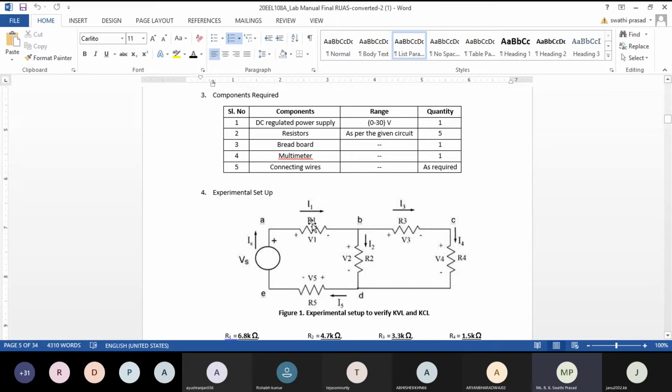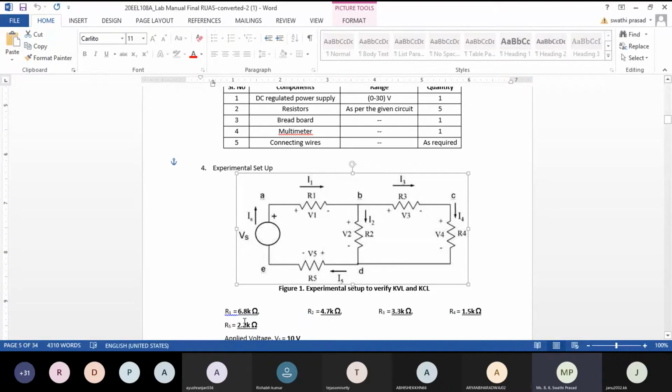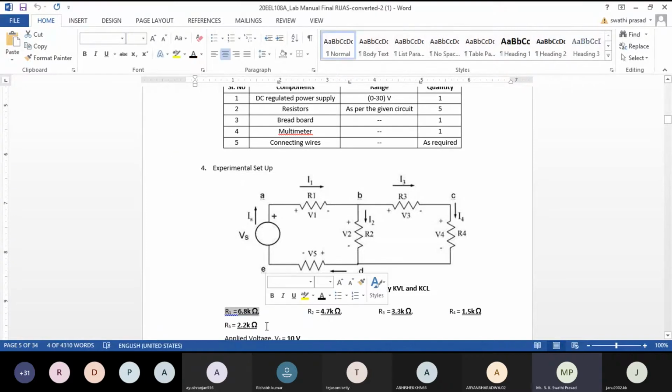So how many resistors do we need here? Can you see in this experimental setup? We need R1, R2, R3, R4, R5. So there are 5 resistors and each resistor has its own value. Got it?